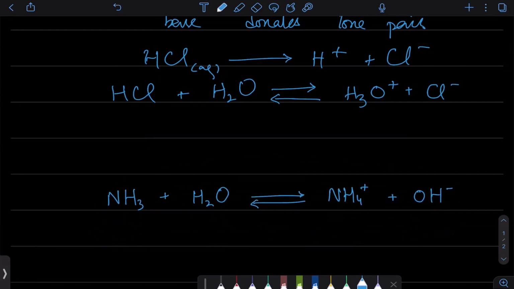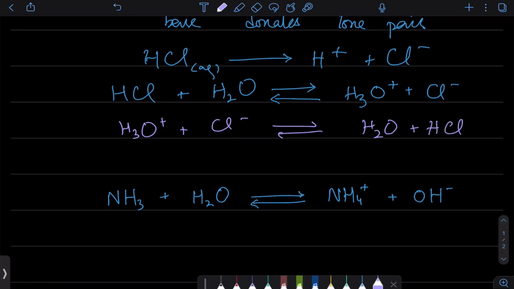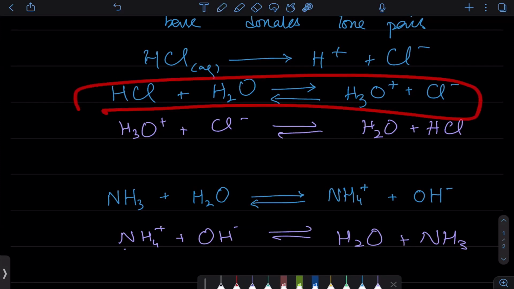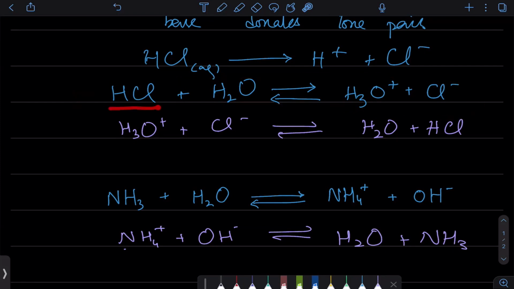Let's look at it in another way. What if I were to reverse this? What if I look at the backward reaction? क्योंकि मैं तो कह रहा हूँ कि ये reversible reaction है. What happens here? It's making water and HCl. And in this case, ammonium plus OH minus is making water plus ammonia. अब जरा देखते हैं. Let's try to label things. In the forward direction, what's happening? HCl has lost H positive. That means it is acid.